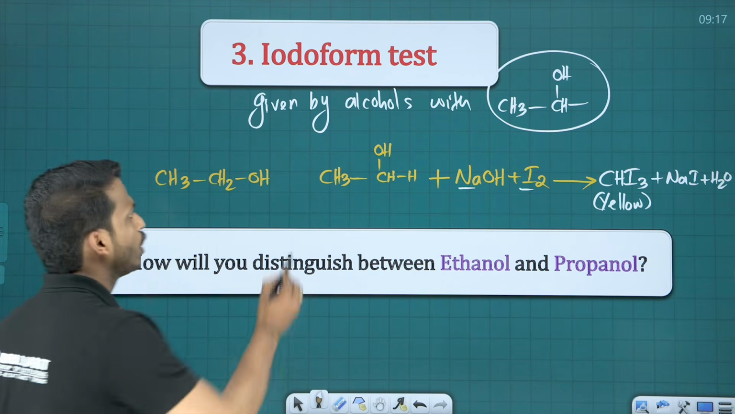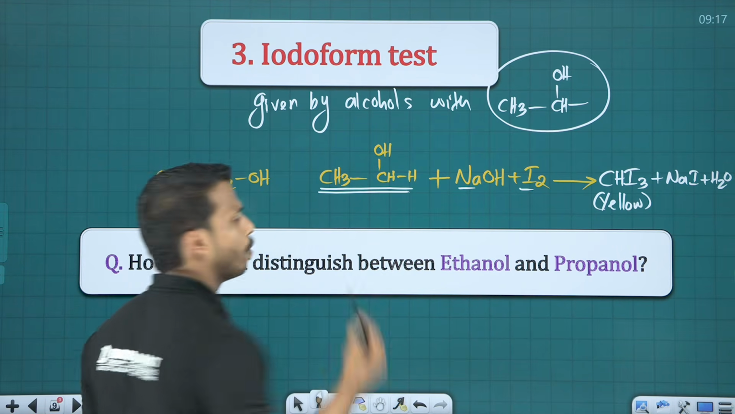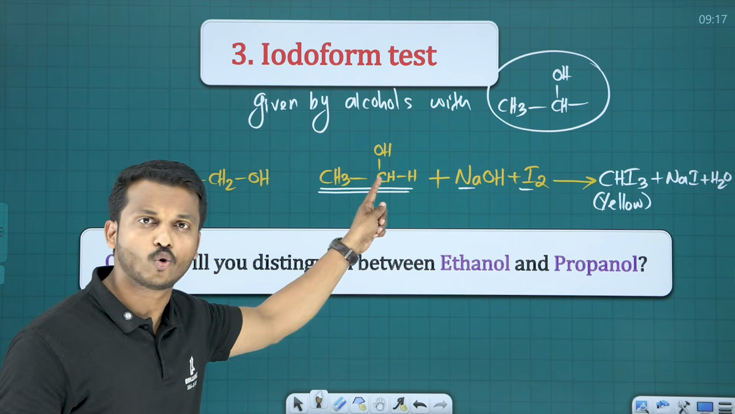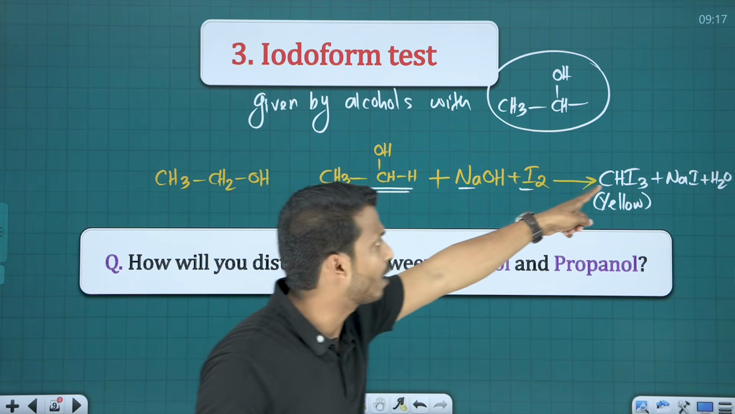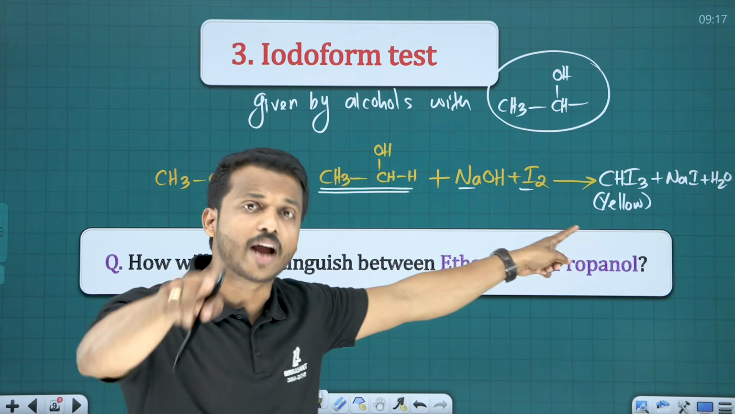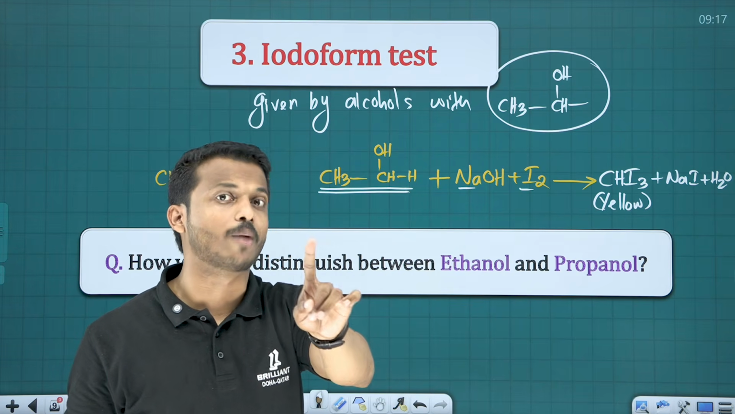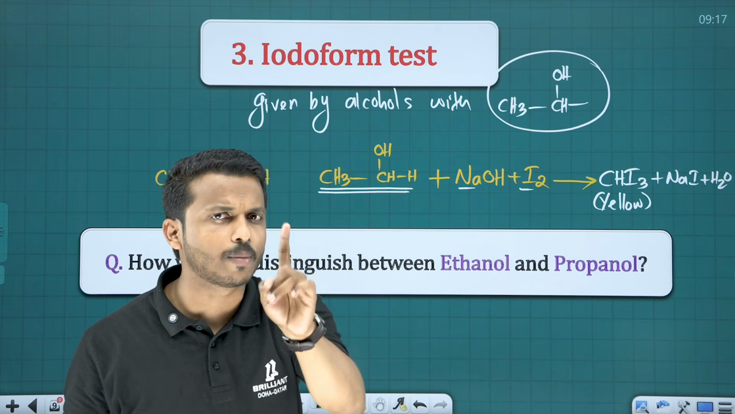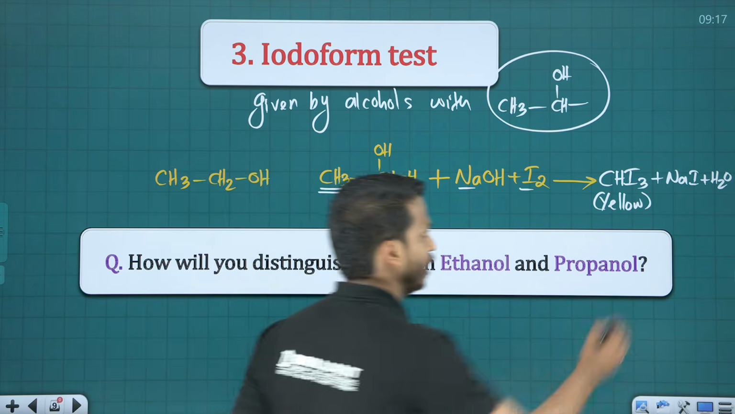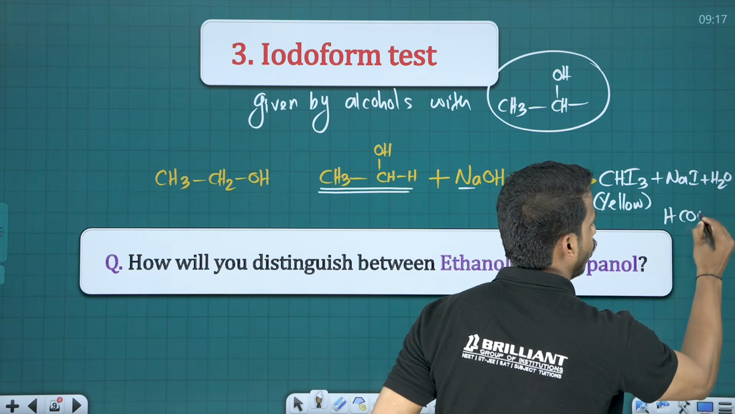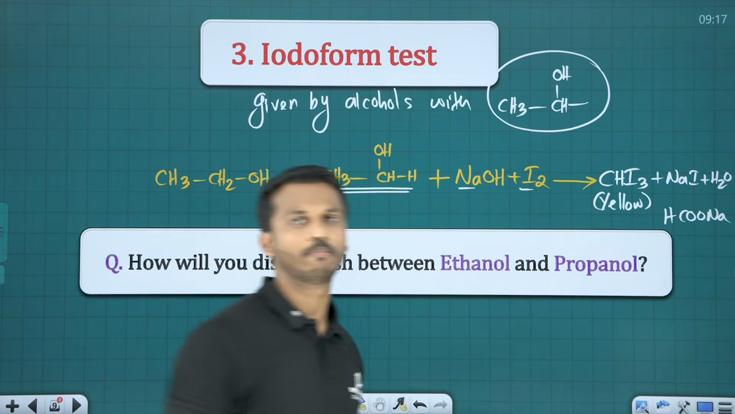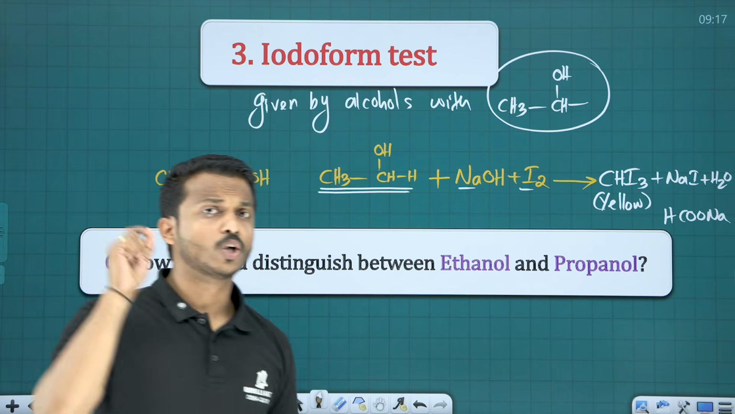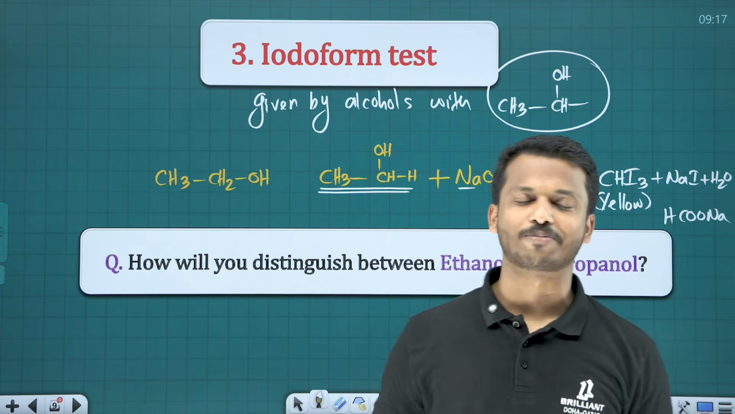How to write the last one? Carefully listen. Total how many carbon in this compound, my dear? 2 carbon, right? 2 carbon is the alcohol. Among that, 1 carbon already we written in the iodoform. How many carbon left? 1 more carbon left. What is 1 carbon containing sodium salt of acid? That is HCOONa, sodium methanoate.